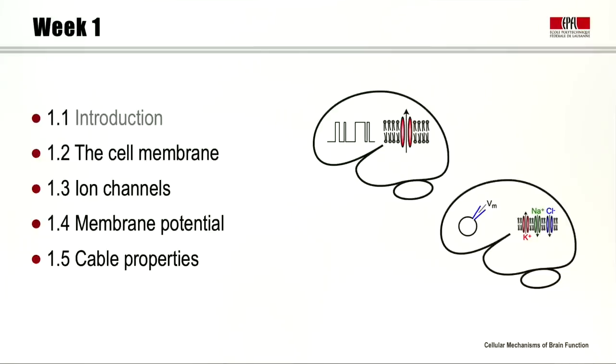After this introductory video, there are 4 further videos of week 1. We'll discuss the lipid bilayer of the cell membrane that electrically acts as a capacitor, and we'll also discuss the protein ion channels that allow transport of specific ions across the cell membrane. The different concentrations of ions inside and outside of cells, and the differential ion permeability of the cell membrane causes an electrical potential, the so-called membrane potential. Because neurons have long, elongated processes that act as cables, these electrical potentials have complex spatiotemporal dynamics.